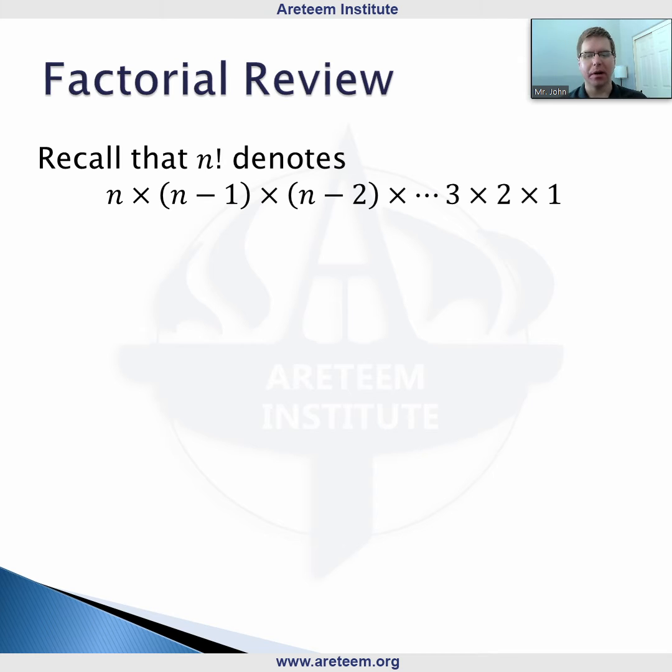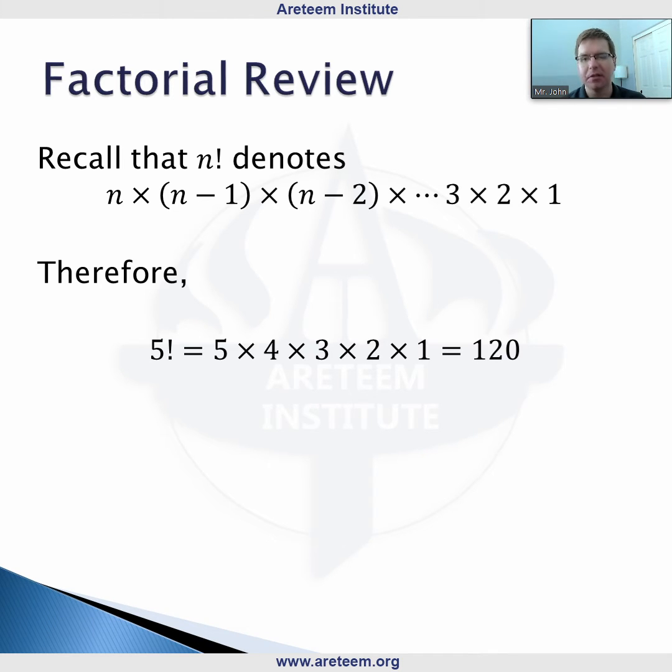Quick review here, right? Remember that n factorial is a shorthand way of writing down the product of a bunch of numbers. So n factorial is n times n minus 1, n minus 2, all the way down to 1. This is for integers n, right? Whole numbers, positive numbers is what we calculate this for typically. Quick example, 5 factorial, right? 5 times 4 times 3 times 2 times 1. This is 120. These numbers get big pretty quickly.